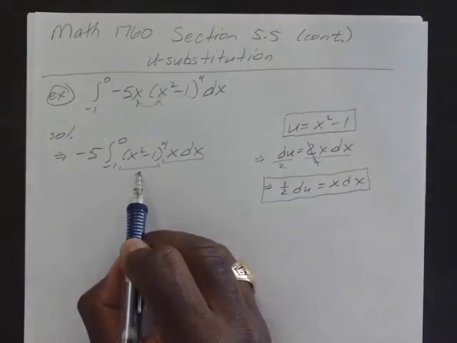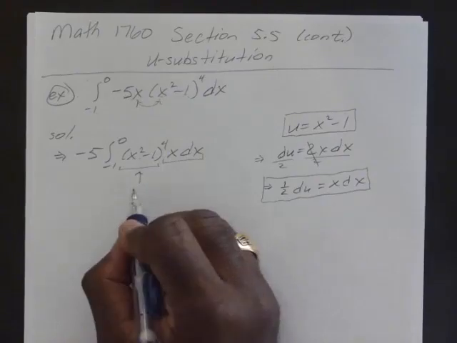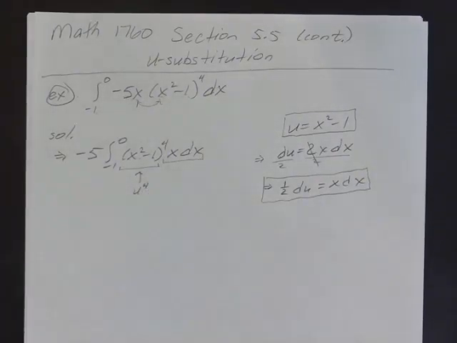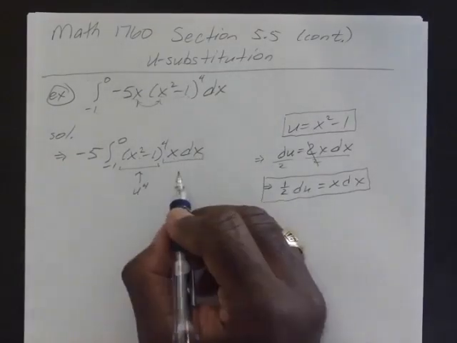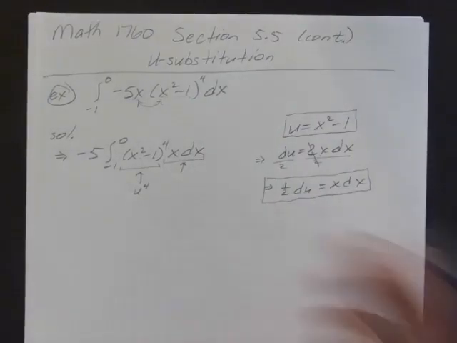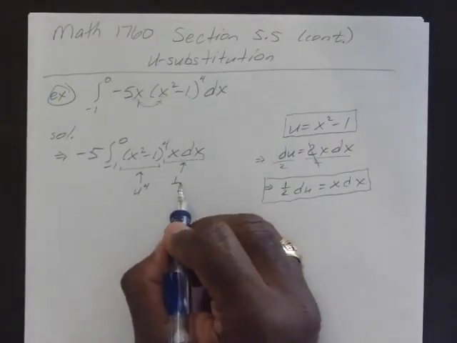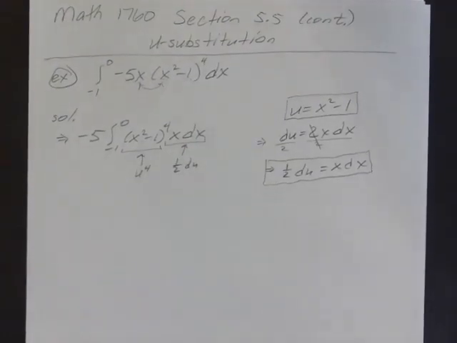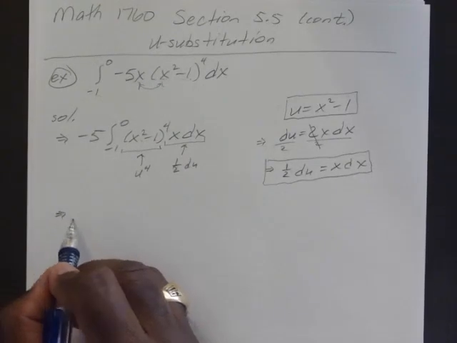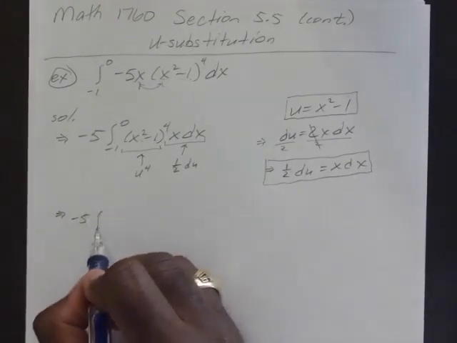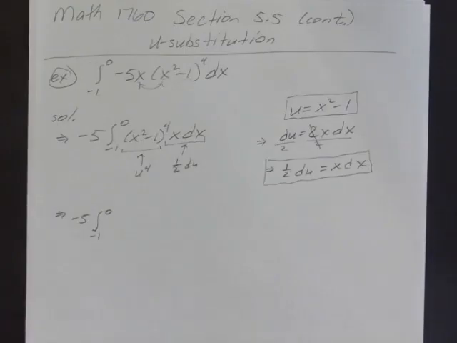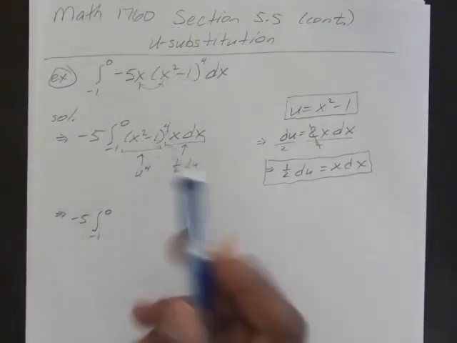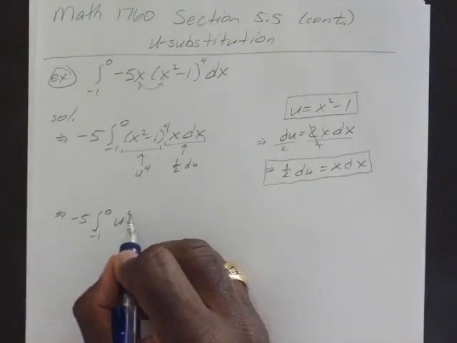Okay. So this x squared minus 1 to the 4th power, that becomes u to the 4th power. And this x dx becomes 1/2 du. Or you can say du over 2, completely up to you, but I just like to put 1/2 du. So that brings us to -5 times the integral from -1 to 0. Instead of x squared minus 1, we just replace that with u to the 4th power.